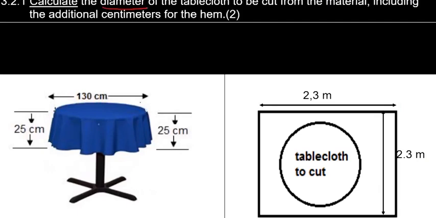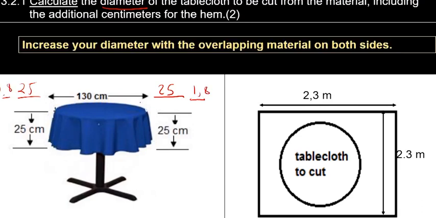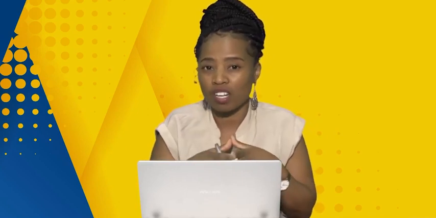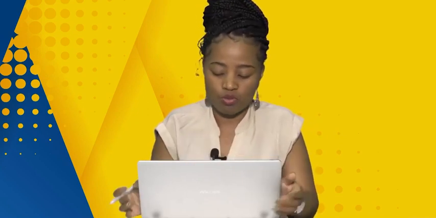Calculate the diameter. The diameter is now increased. It's no longer this 130. On the side, you're going to add your 25. On the side, you're going to add your 25. Don't forget the hem, which is 1.8. So it's as if you are increasing your diameter with the overlapping part that they told you about. So with this kind of questions, you just need to see, am I adding or am I going to subtract? If they asked you for the radius, then you're going to divide the diameter that you were given.